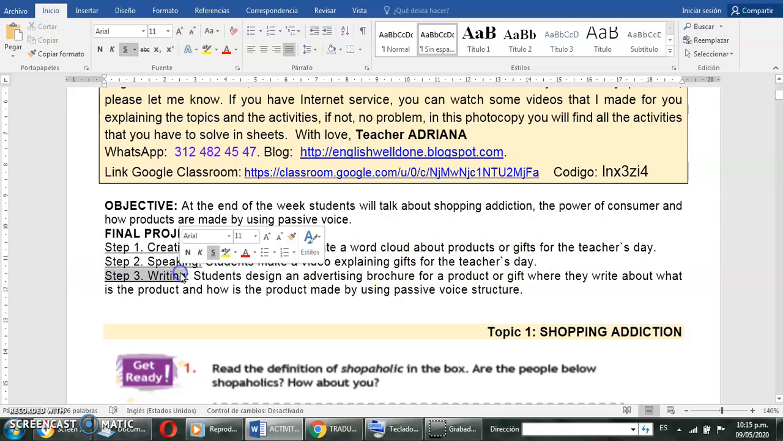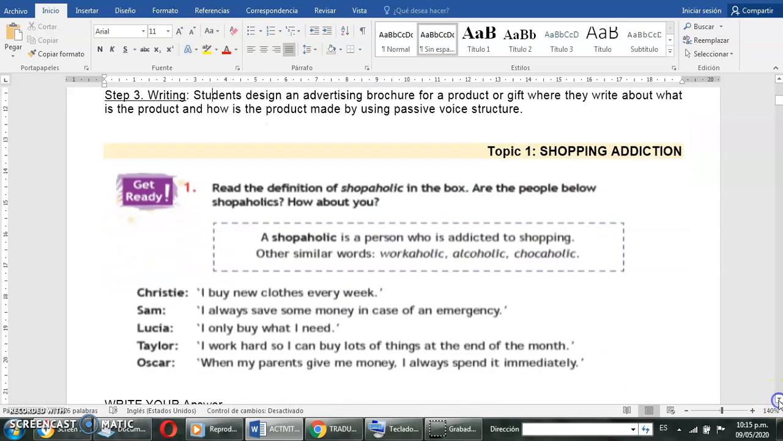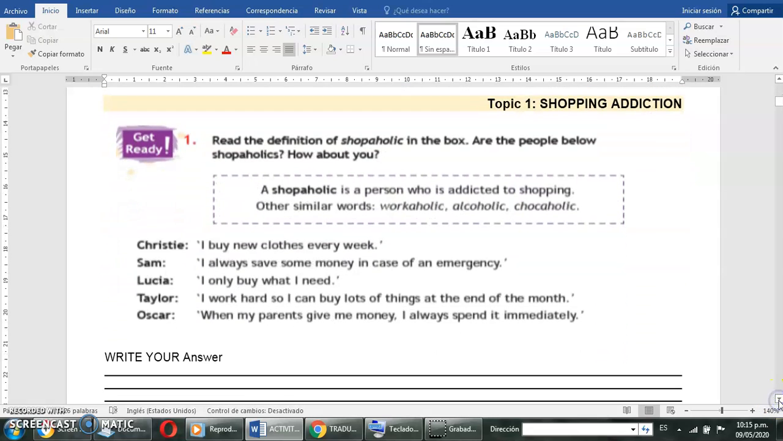Step three, writing. Students design an advertising brochure for a gift where they write about what the product is and how the product is made by using passive voice. So the topic number one is shopping addiction.